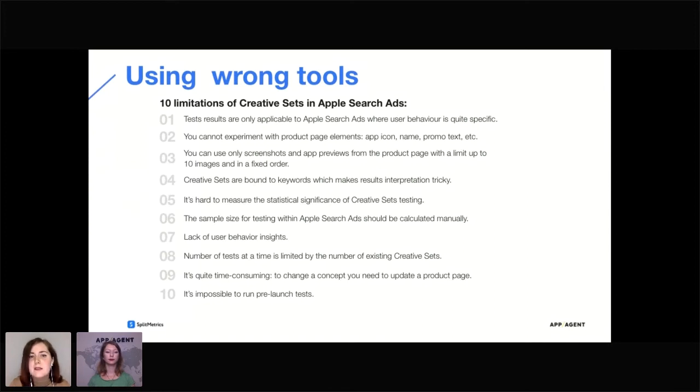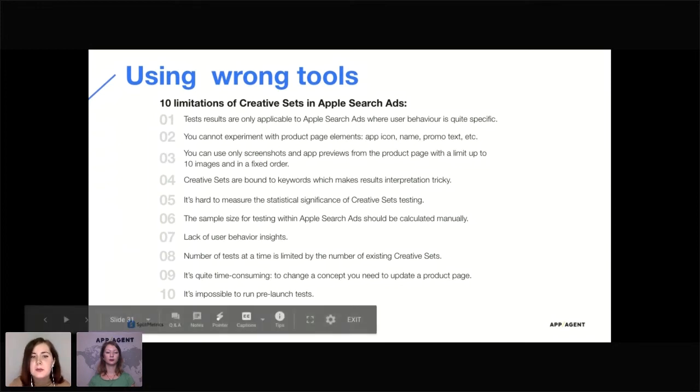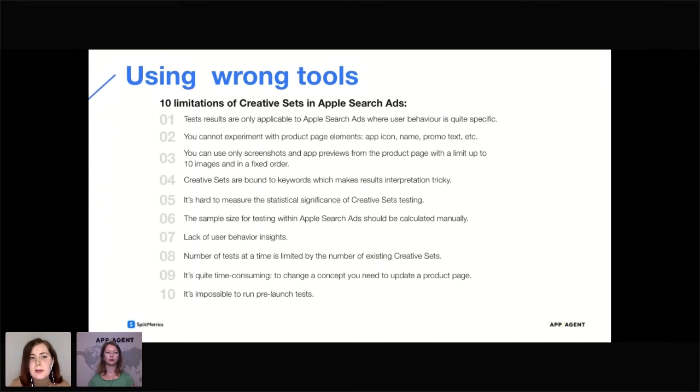7.11% against 19.29%, so there's a huge difference. These test results can't be applied to app product pages because they don't allow you to experiment with crucial product page elements like app icon, name, promo text, etc. You can use only screenshots and app previews from your product page with a limit of up to 10 images and also in a fixed order.